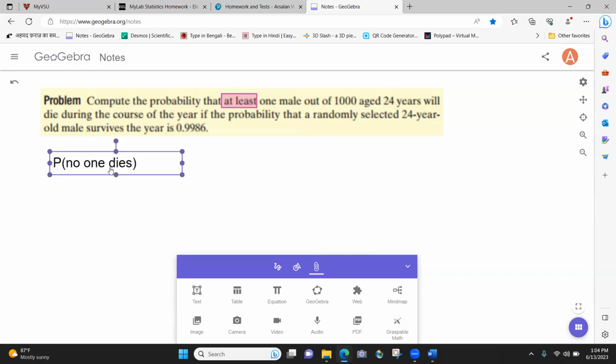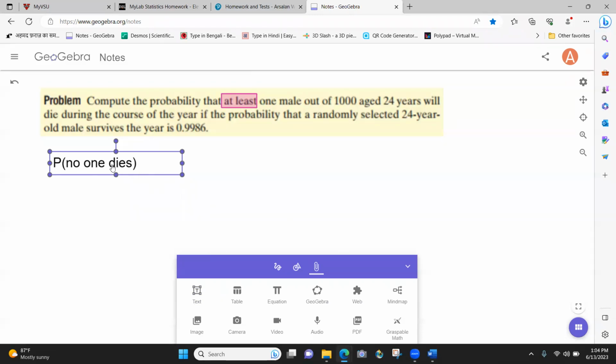Now, no one dies is the complement of at least one person dies. Out of 1,000, no one dies is the complement of at least one of the 1,000 men aged 24 dying. We're going to come to the probability in a second, guys. Let me write it down: the probability of these two events.